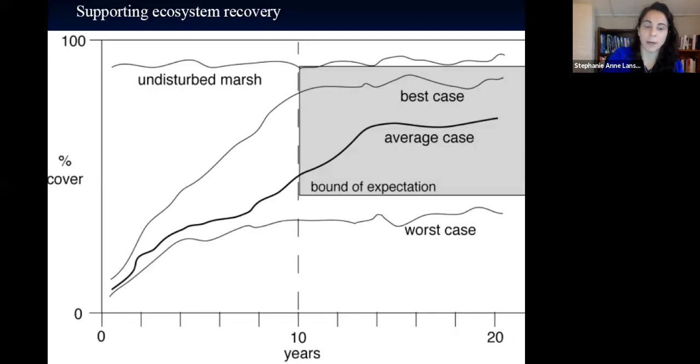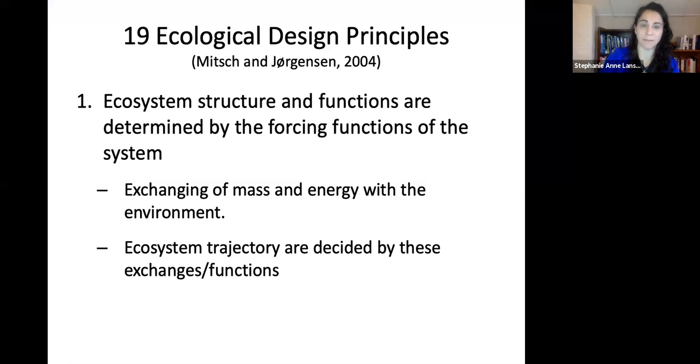But again, we need to think about if we have an undisturbed marsh, here's our wetland that was never destroyed, and then we're actually trying to make a new one. The worst case is we only have less than 50% of the plant cover it had before. But again, there's a bound of expectation where hopefully we can get close to what it was before. We'll probably never get there, but the average case is still a loss of cover in the ecosystem.